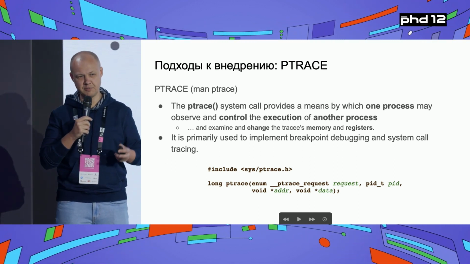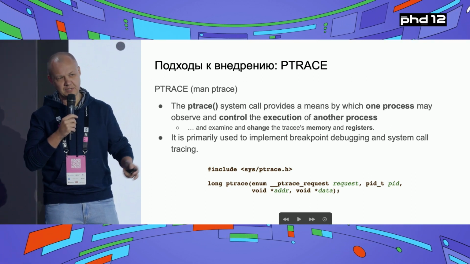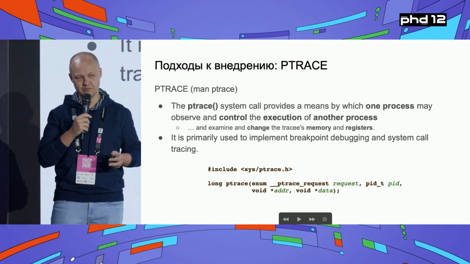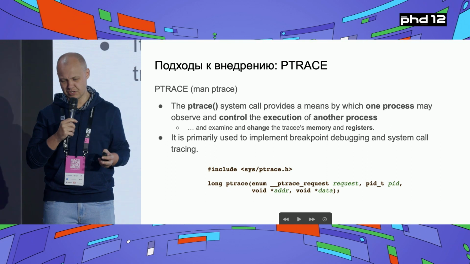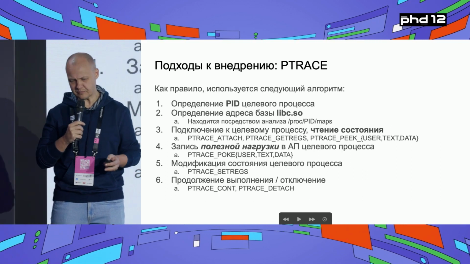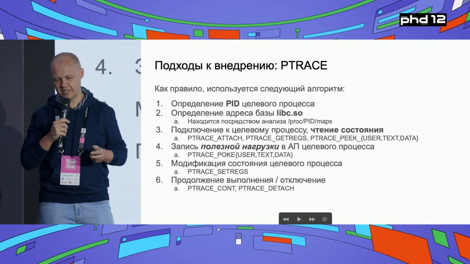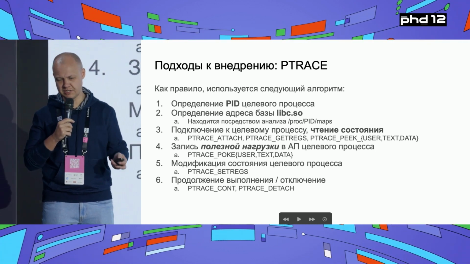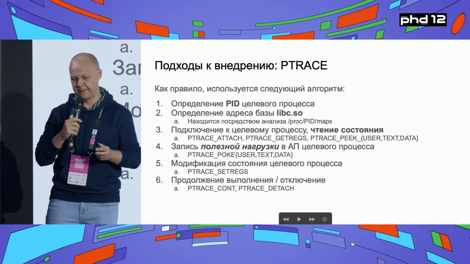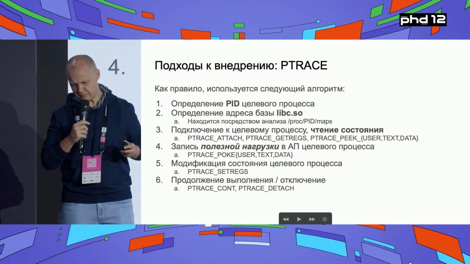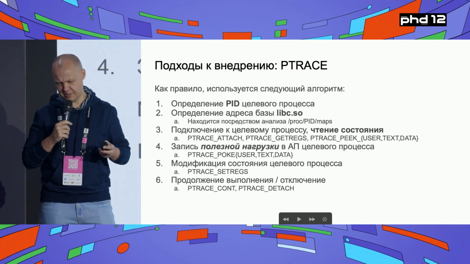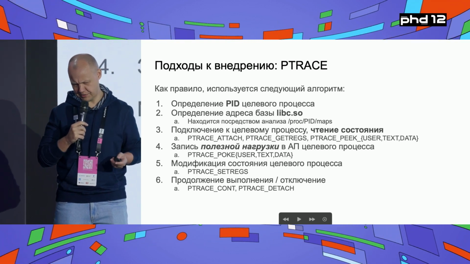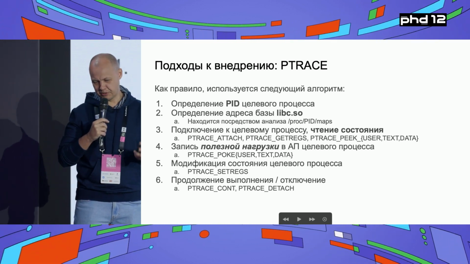ptrace can help you change the state of registers, reroute a given process somewhere in memory, or continue execution from any other spot. The overall algorithm for injection with ptrace is like this. You have the target process, you find its PID, then you identify the address of the libc base.